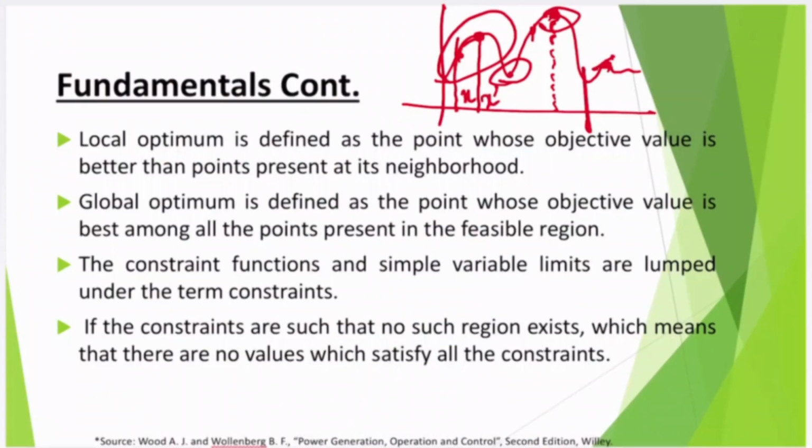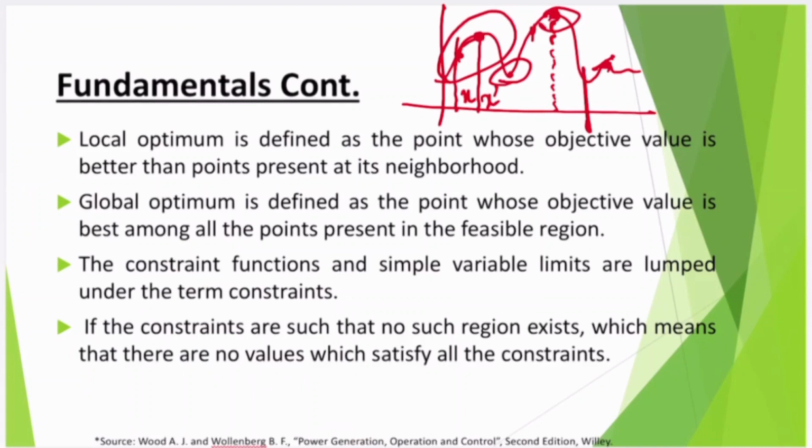But if you take all the local optimals of your function and then take the best out of them, which will give me the global optimum. So global optimum is defined as the point whose objective value is best among all the points present in the feasible region. And also, the constraint functions and simple variable limits are lumped under the term constraint, so everything can be put in a constraint form.